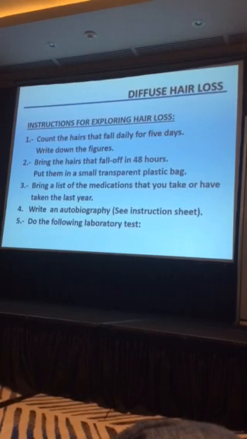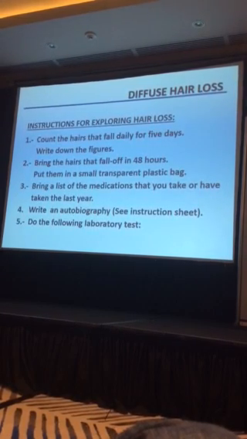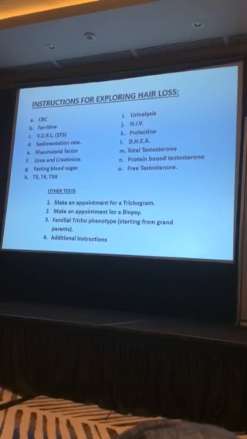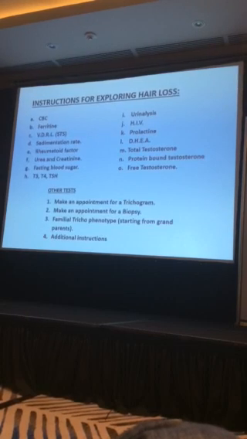Write an autobiography. See instruction sheet. There's a sheet on how to write an autobiography. You see how important that is. Do the following laboratory tests: complete blood count, ferritin, serological test for syphilis, sedimentation rate, rheumatoid factor, urea, creatinine, fasting blood sugar, study of thyroid, urinalysis, HIV, prolactin, dehydroepiandrosterone, total testosterone, protein-bound testosterone, free testosterone. Other tests depend on the patient. This is a lot, but this is the minimum that you really need.